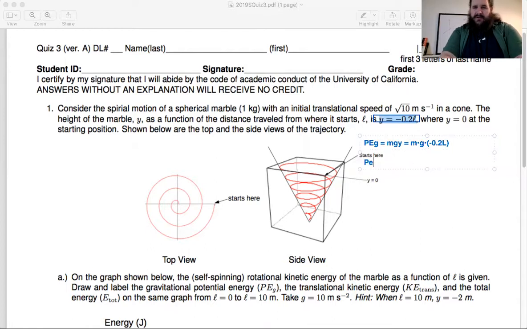then we get potential energy of gravity equals, and we know the mass, 1 kilogram. We're assuming gravity is 10 meters per second squared. Multiply that by negative 0.2 L. And that simplifies to 1 times 10 times 0.2 would be just 2. So negative 2L. So that's effectively our formula for potential energy of gravity. Potential energy of gravity is negative 2 times L. Any questions on that so far?